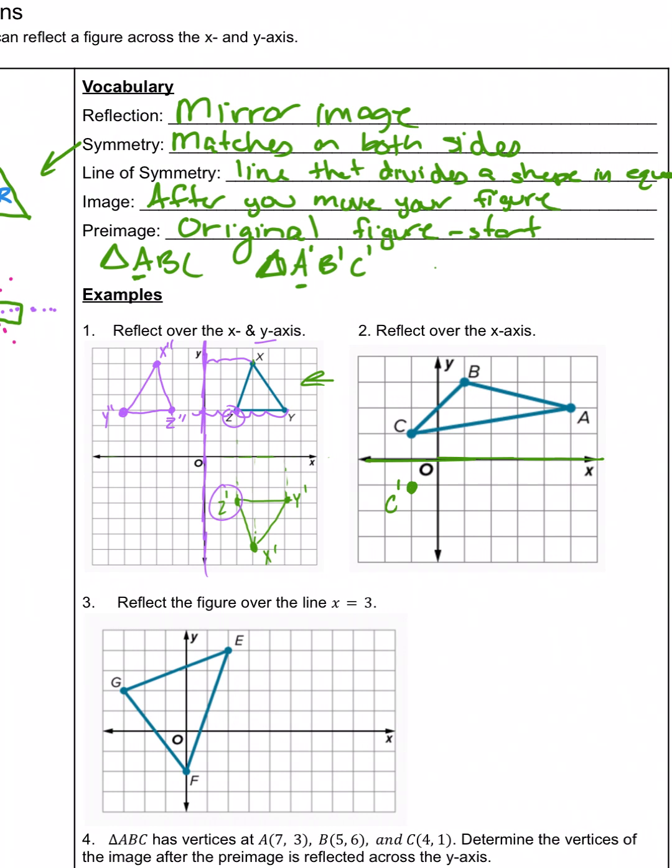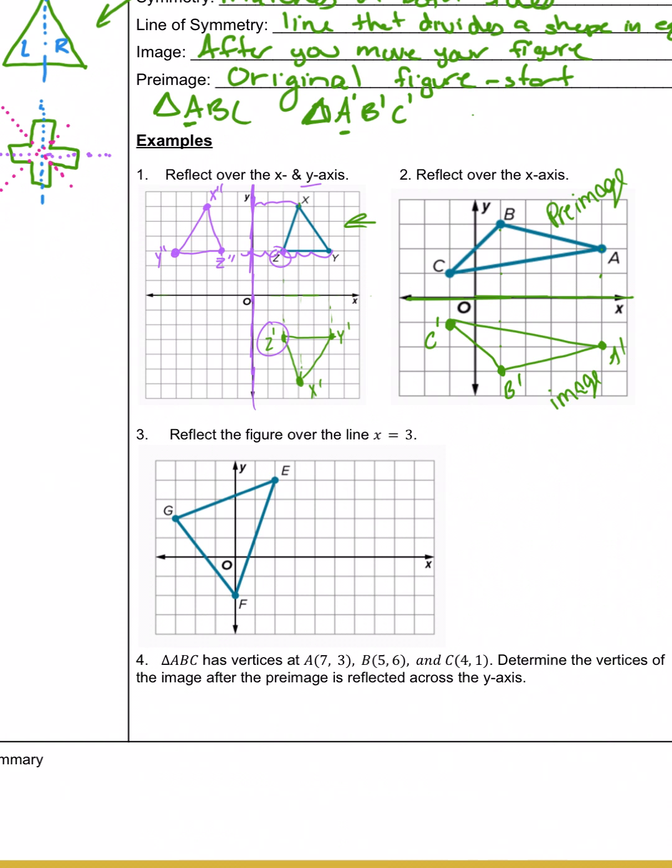B is 1, 2, 3 spots above. So B prime needs to be 1, 2, 3 spots below. A is 2 spots above, so A prime needs to be 2 spots below. And then we can draw our triangle from those points we plotted. So then my original one was my pre-image. The new one is my image. And that is reflected across the x-axis.